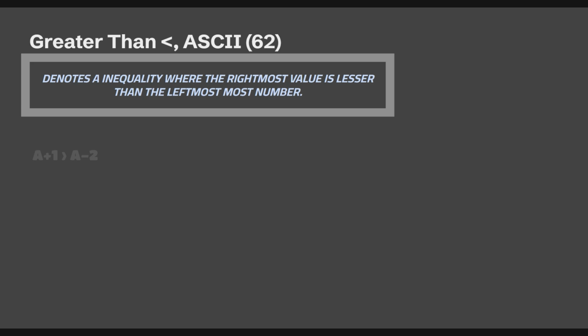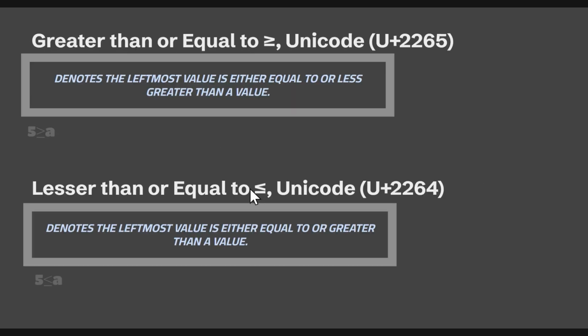Greater than is another type of inequality, which is the opposite of less than, which means that the inequality is represented by a number being greater than a value. Greater than or equal to denotes the value is either greater than or equal to the value. Less than or equal to denotes the value is either equal to or less than the value.